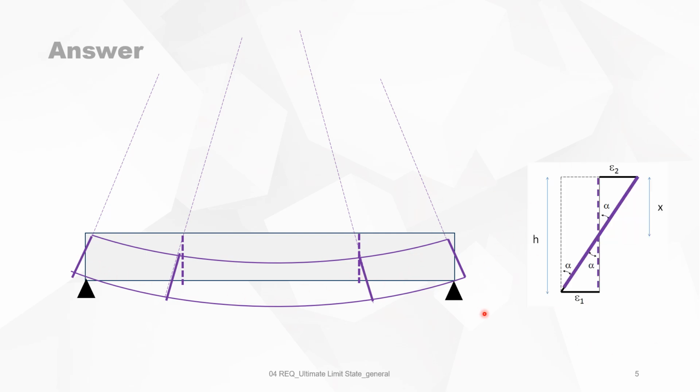If you look at the section in more detail, you will see that the dotted line is before loading. That's a strain diagram here, and after loading it stays a plane. So this is in one plane. All those fibers in one plane stay also in one plane after loading. So the top side is compression or shortening, and the bottom side is tension, it is elongated.